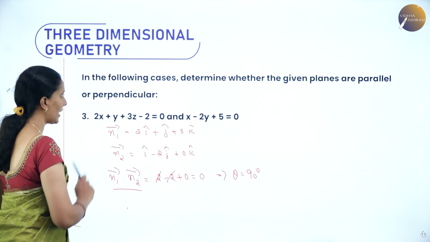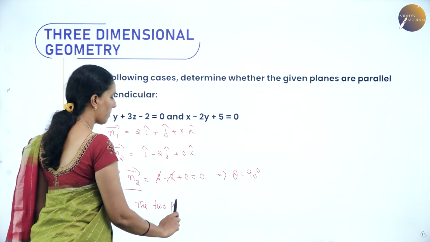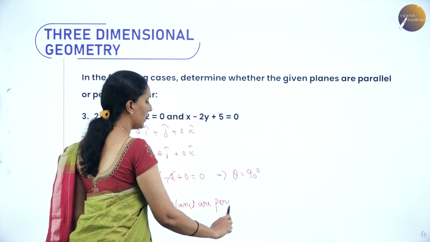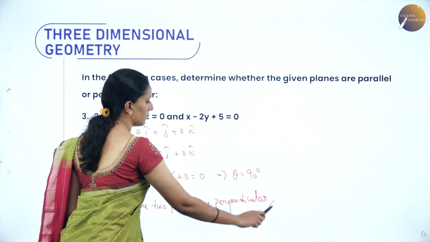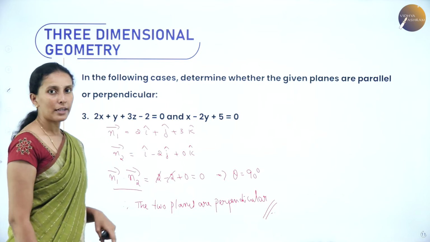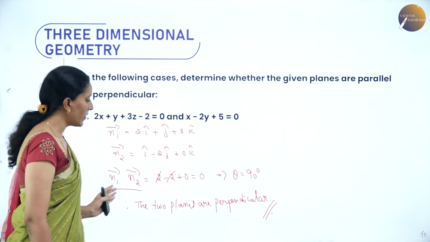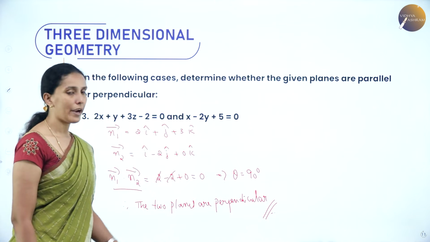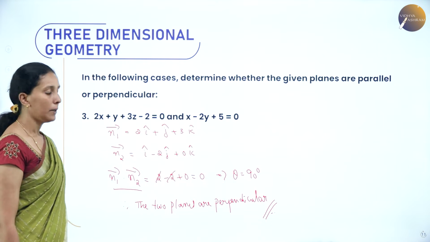So therefore, we can say the two planes are perpendicular. Now by just seeing the corresponding ratios, we can say if they are not proportional, obviously their dot product must be zero if they are perpendicular. So multiply and find it and show that it is 0, that means theta is 90. Therefore the two planes are perpendicular.